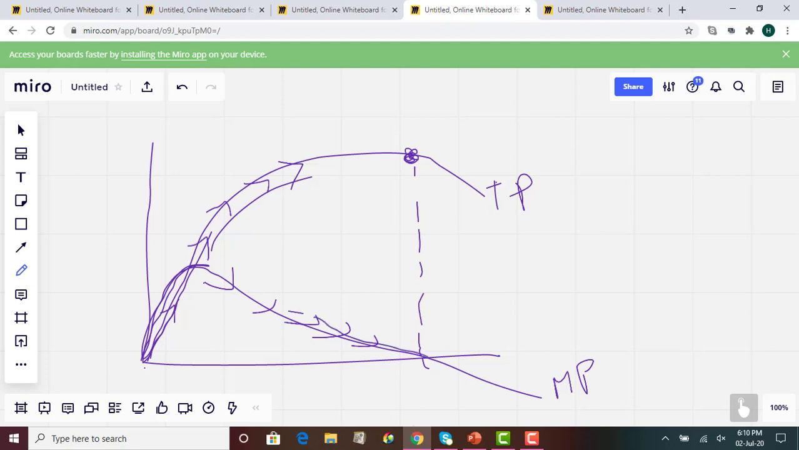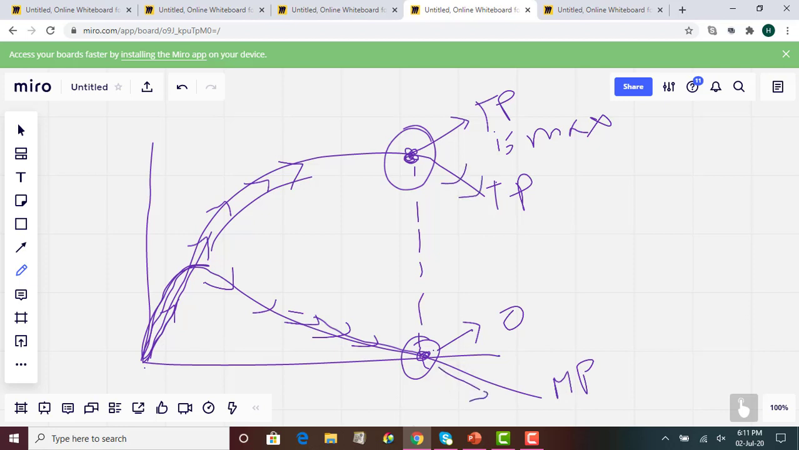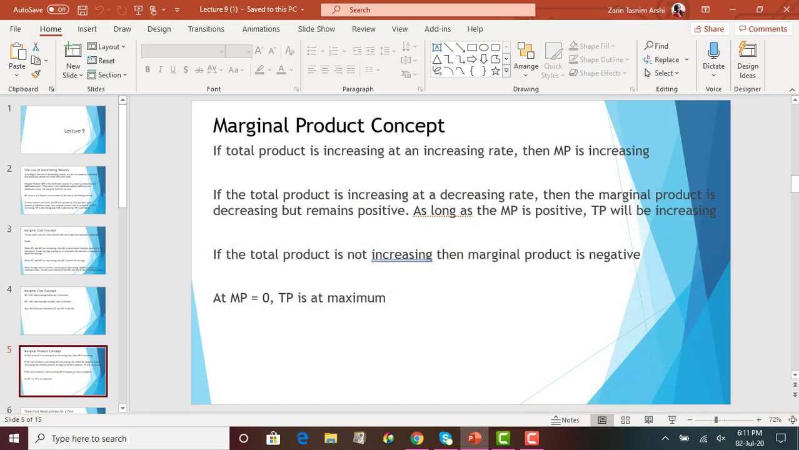And when marginal product is 0, this is the place where it's 0, that's the place where total product is maximum. That's where we are going to have the maximum output. And when marginal product becomes negative, that's when total product starts going down. We discussed this last class, but I just wanted to go over it quickly so you guys are clear about it.